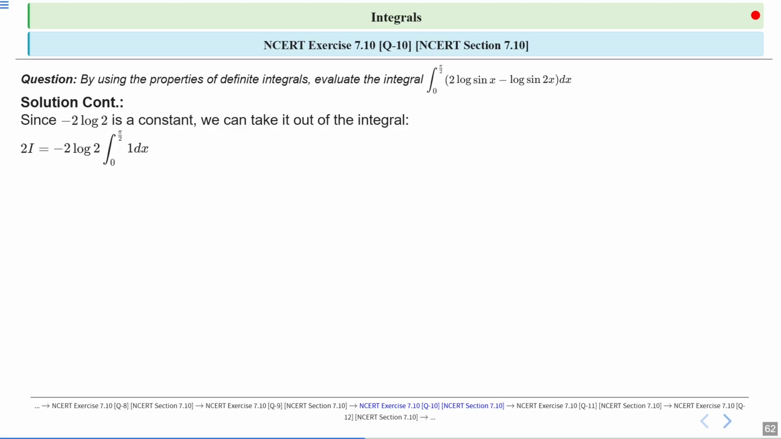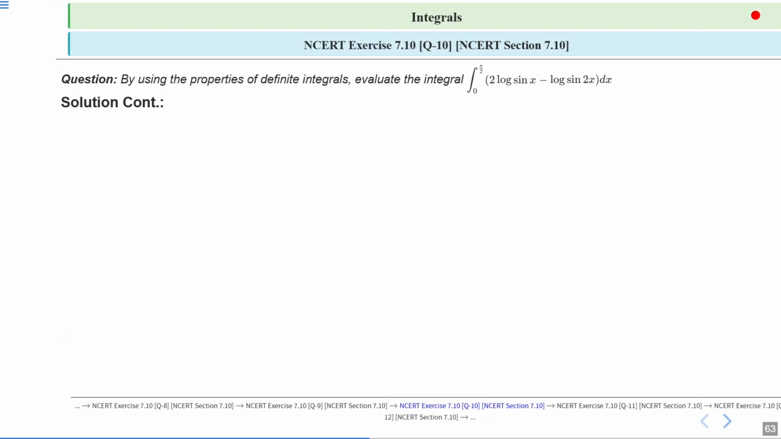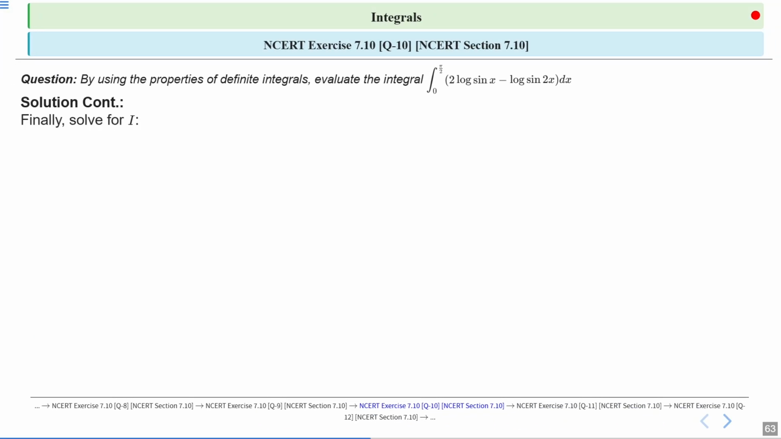As minus 2 log 2 is constant, so we just need to integrate 1 dx from 0 to pi by 2. So when we integrate 1 dx, we get x. Just apply the limits of integration. We get 2I is equal to minus 2 log 2 times pi by 2 minus 0. And that is 2I is equal to minus 2 log 2 pi by 2. So 2 cancels out, it becomes minus pi log 2. Finally solving for I, we get I is equal to minus pi by 2 log 2.